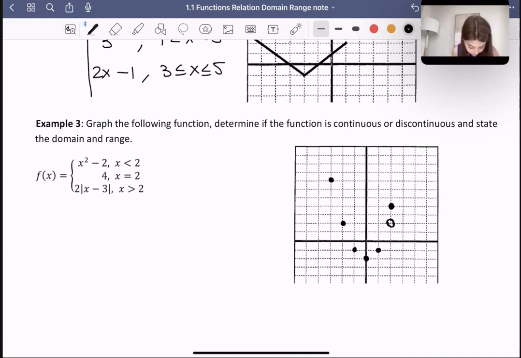What about if it's 3? Well, then the answer is just going to be 2 times 0, which is 0, right? So our next point would be at 3, 0. Okay, what if we add 4? What if we add 4 for x? That's a good question. Then we would have 4 minus 3 on our absolute value bars, which is just 2 times 1, which is 2. So for 4, we would have 2.